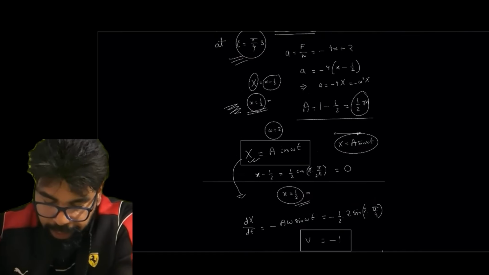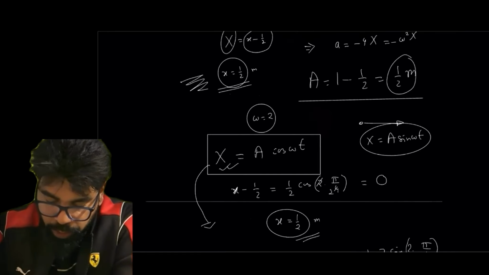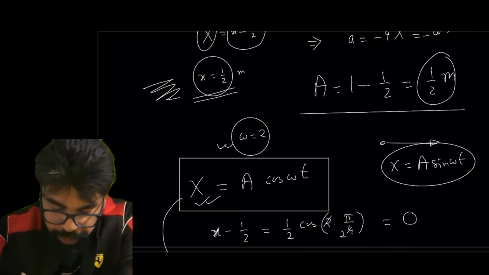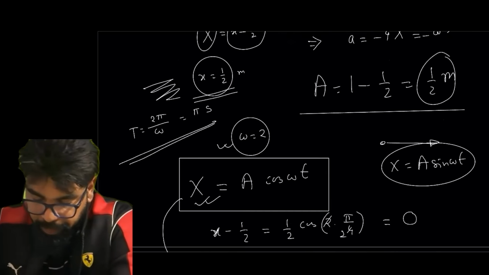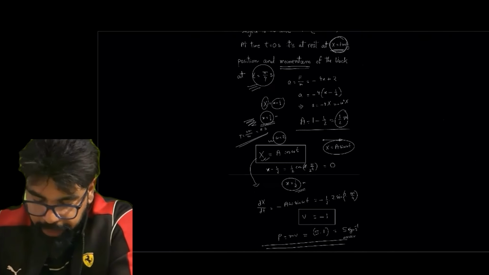And if the time period is asked, from this equation you can find the time period. Because we got omega as 2, the time period is going to be 2π/ω, and omega being 2, it will cancel, and the time period is π second. I hope you really like this question.